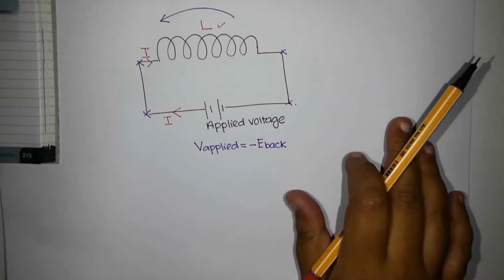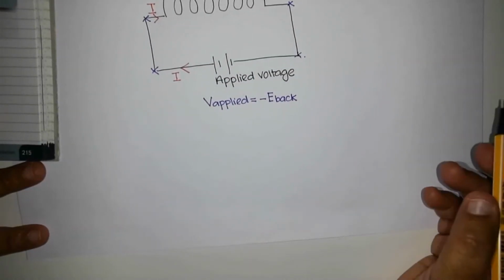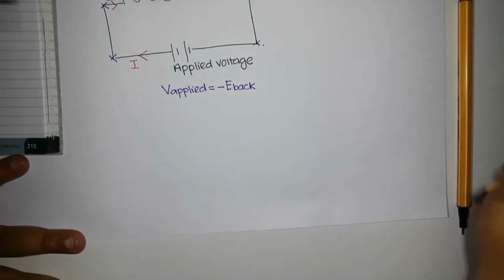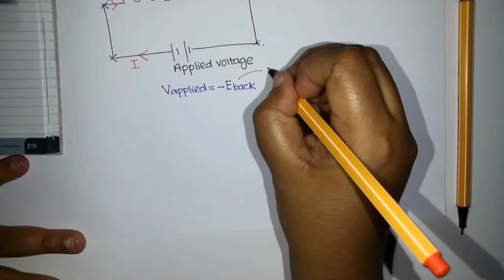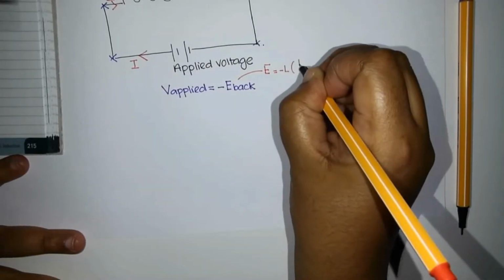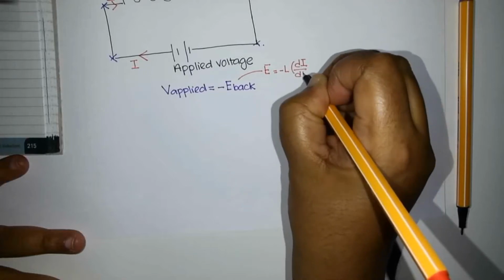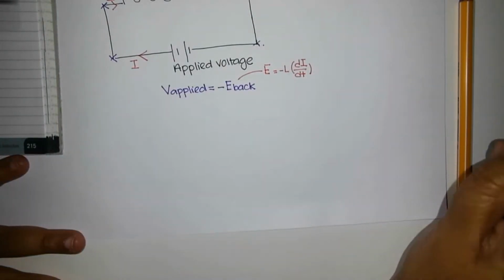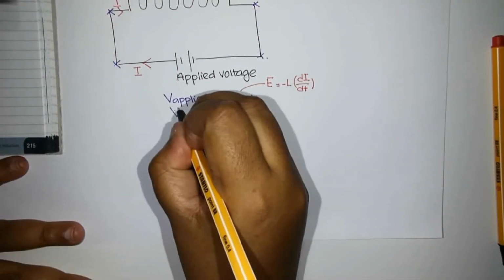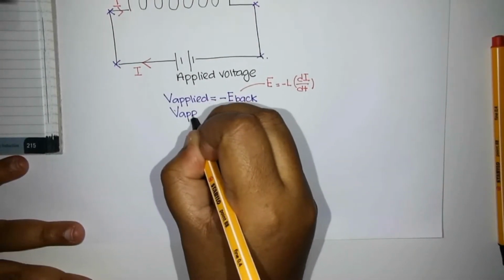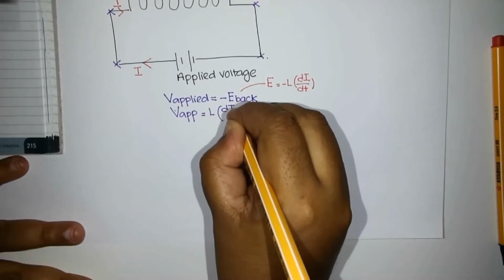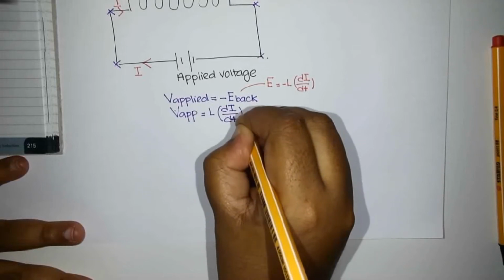So the applied voltage is equal to negative E back. Back EMF, where we know from our previous lesson, E is equal to negative L di over dt. Then we substitute inside here and we get V applied, which I'm going to write as V app, is equal to L di over dt.